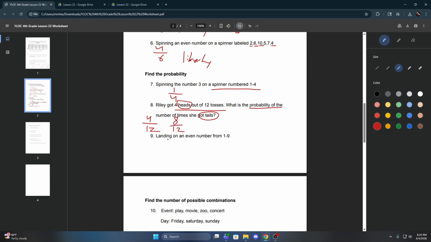All right, last question in this section. Landing on an even number from 1 through 9. So 1, 2, 3, 4. I'm just listing it here to visualize it. There's 1, 2, 3, 4 even numbers, right? So that means out of the total 9 numbers, there are 4 potential chances that you land on an even number.